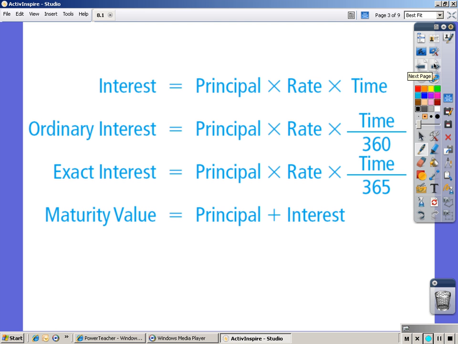Okay, we've got four formulas. The first formula is to find interest. It's just principal times rate times time. Now, for ordinary interest, it's the same formula, but for your time, you divide it by 360. Okay? Exact interest, it's time divided by 365. And to find the maturity value, which is how much you have to pay back in total, it's the principal plus the interest.